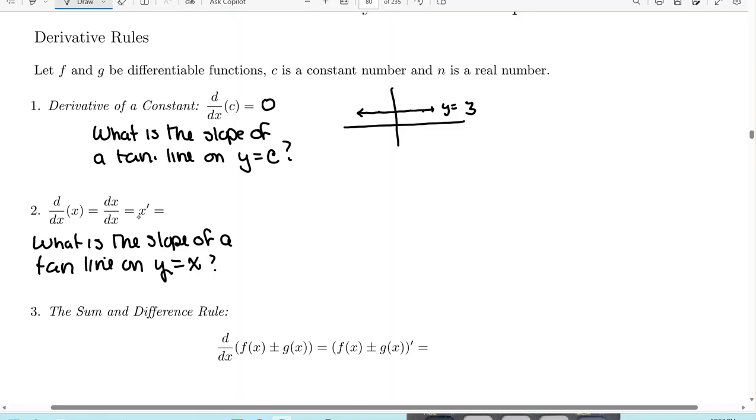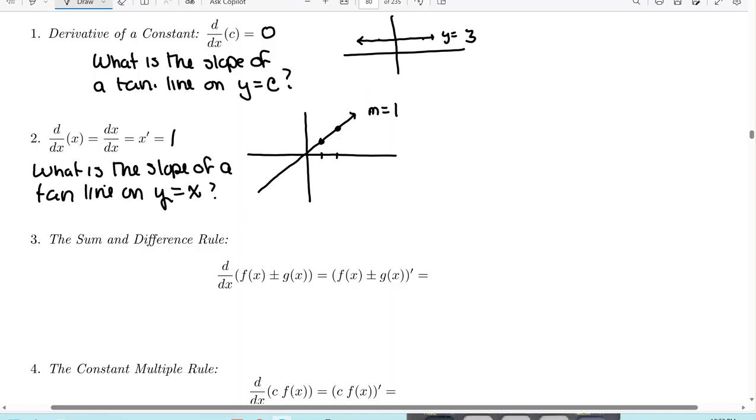The derivative of x, or d dx, or sometimes I'll put the prime after the x. What is the slope of a tangent line on the line y equals x? Well, again, if we think of the line y equals x, that's that line. So up 1, over 1, up 2, over 2, and so on. Well, this line has a constant slope of 1. So the derivative of x is just 1.